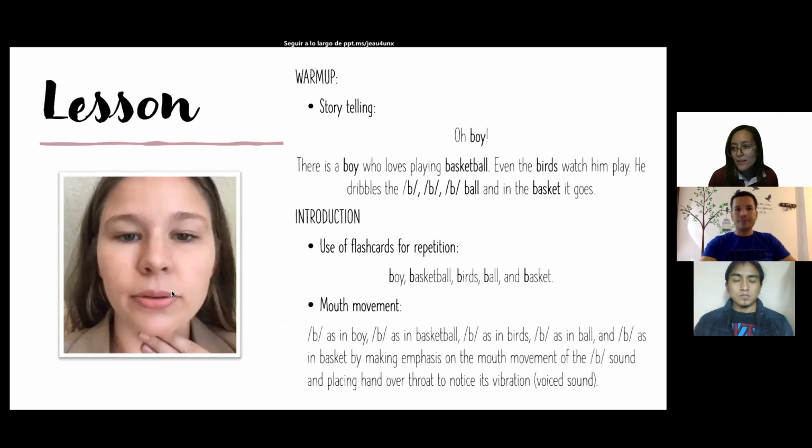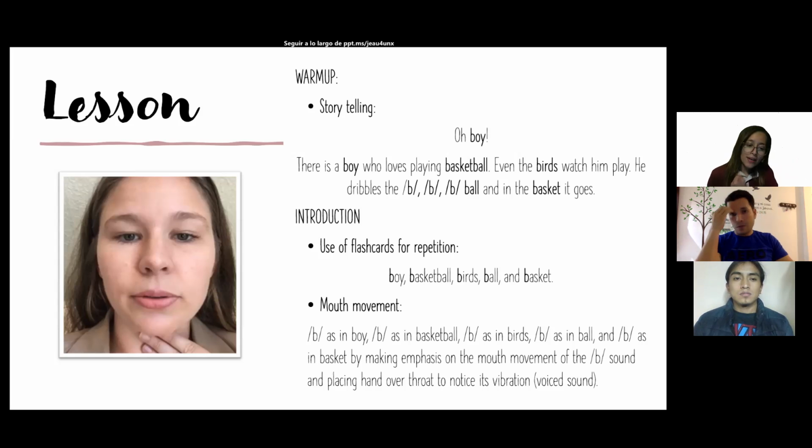The design of the lesson is the following. First, it will begin with a warm-up where the teacher tells a story using TPR. The story will include words that have initial B sounds such as boy, basketball, birds, ball, and basket.